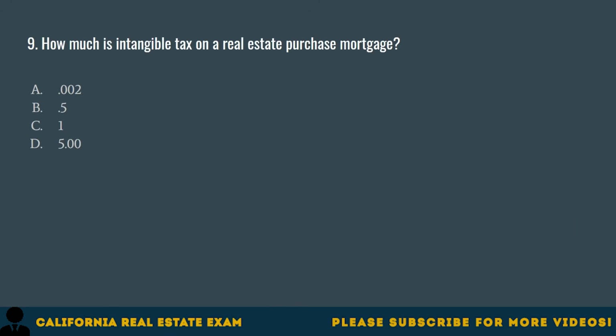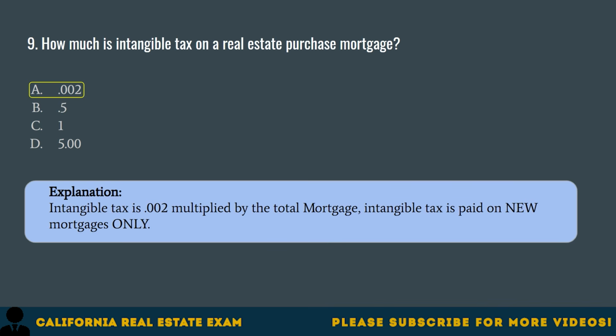Question 9. How much is intangible tax on a real estate purchase mortgage? A. 0.002, B. 0.5, C. 1, D. 5.00. The correct answer is A. 0.002. Intangible tax is 0.002 multiplied by the total mortgage. Intangible tax is paid on new mortgages only.